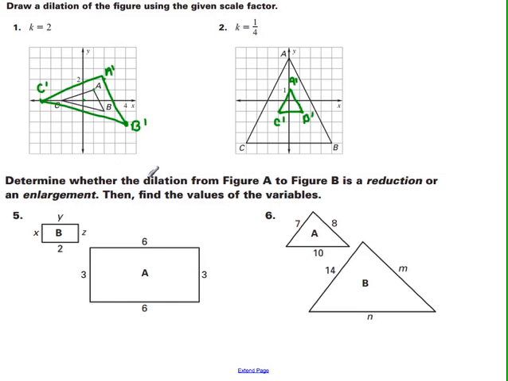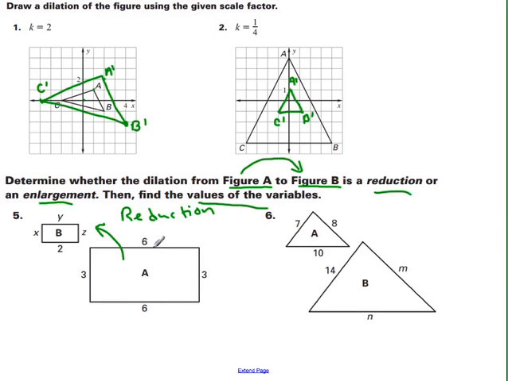Determine whether the dilation from figure A to figure B is a reduction or an enlargement, then find the values of the variables. Remember that you're going from A to B. So you start at A, you go to B. A lot of students mix this up just by accident. They look always from the left to the right or something like that. In this case, you're going from A to B, so are you getting bigger or smaller? You're getting smaller, so that would be a reduction.